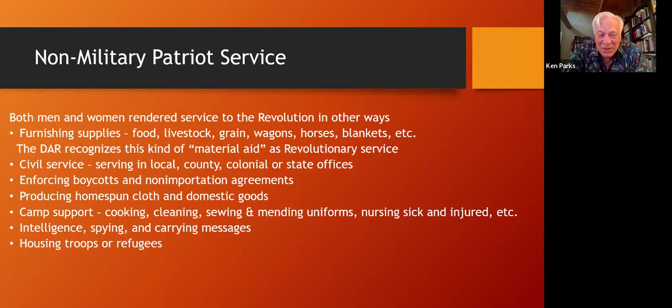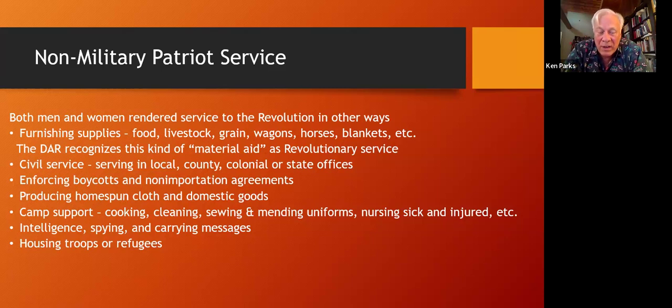Obviously, producing homespun cloth and other goods for uniforms and all sorts of things like that. Camp followers. Sometimes we think of camp followers in the sense of those ladies of ill repute who, for millennia, have followed armies around in every war in history. But there were very legitimate reasons for women to follow the army around. The wives of officers often traveled with their husbands, Martha Washington being one of them.